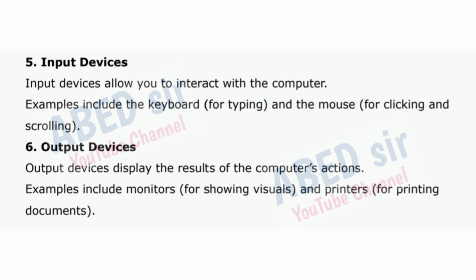5. Input devices. Input devices allow you to interact with the computer. Examples include the keyboard for typing and the mouse for clicking and scrolling. 6. Output devices. Output devices display the results of the computer's actions. Examples include monitors for showing visuals and printers for printing documents.